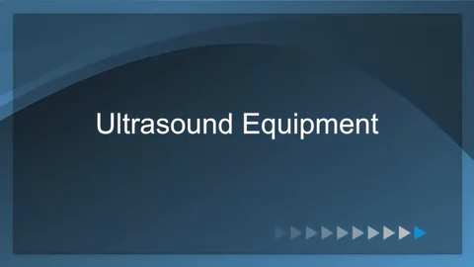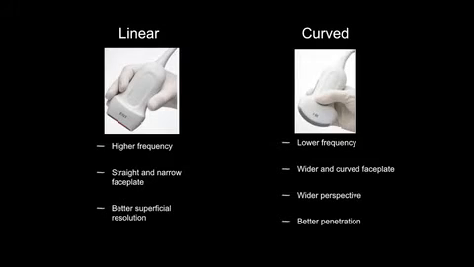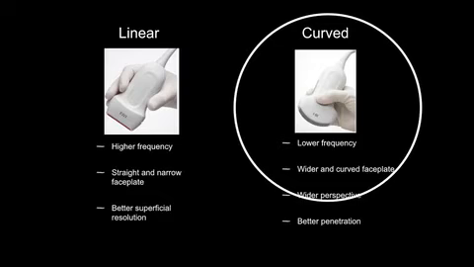Ultrasound equipment. The linear transducer, seen on the left, is the most commonly used transducer for regional anesthetic techniques. However, for neuraxial imaging, a curved transducer is preferred. A curved transducer allows for better penetration and a wider perspective on associated structures.